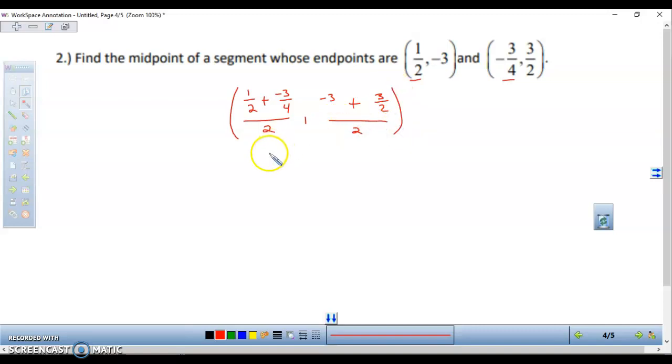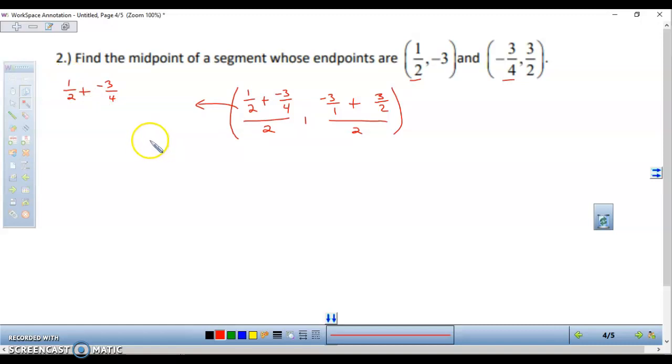Now, one thing, guys, when you're dealing with fractions, it is really helpful to make everything a fraction. So this -3, I'm just going to change it to a fraction as -3/1. Now, in order to simplify this, I first need to solve for the numerators. So I'm just going to take this over here and do a little bit of work. I want to add 1/2 plus -3/4.